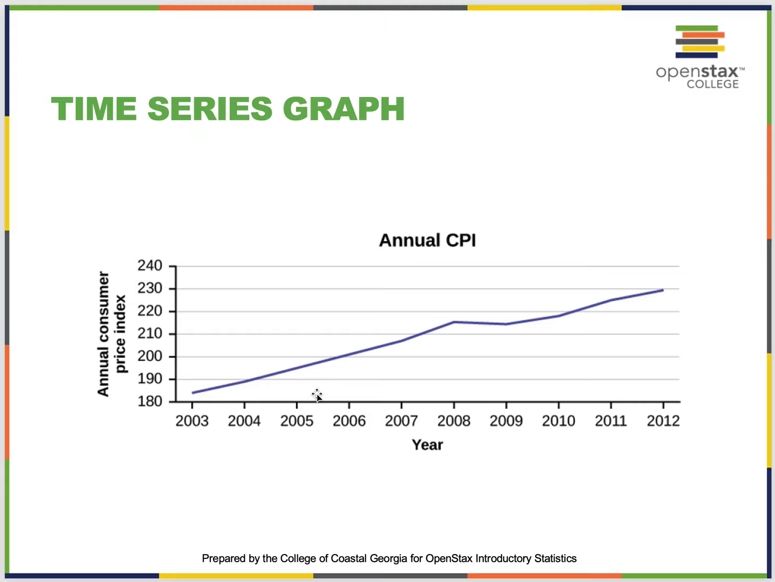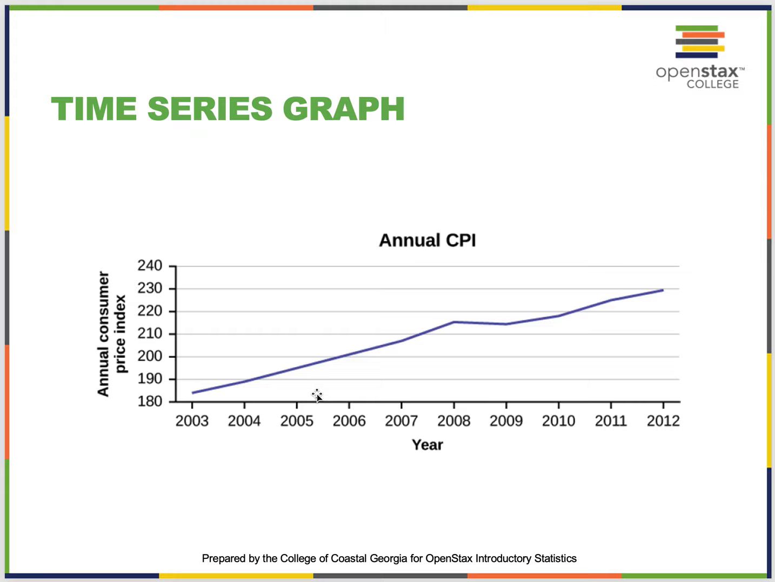The other way of looking at it would be sales. Sales could be done by years. It could be done by quarters. It could be done by months. It could be done by week or day, depending on what it is you're trying to graph.